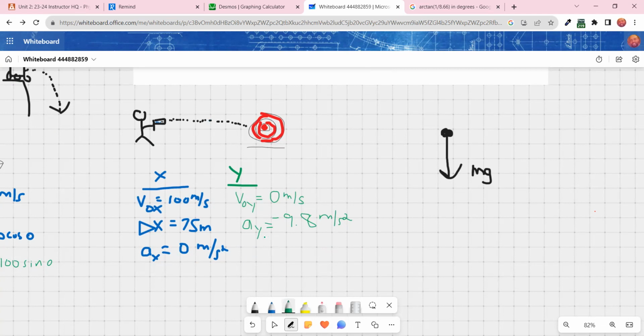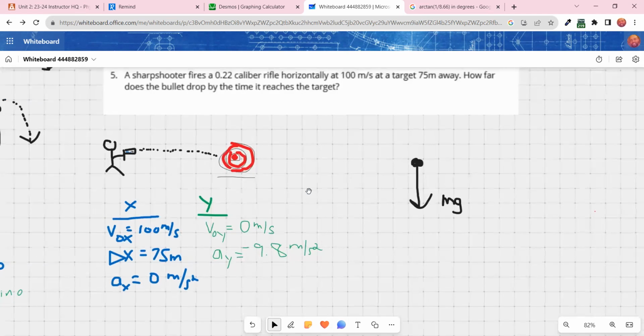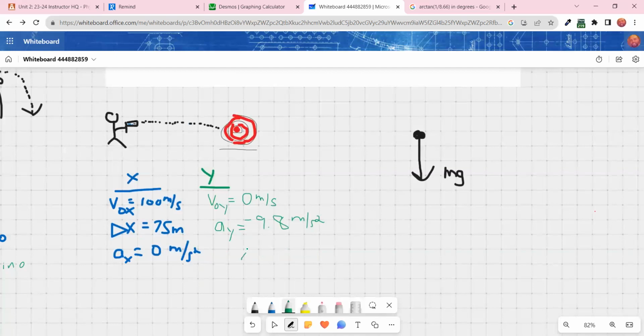Well, we need to figure out how far it needs to fall. We have to look for what variable the problem is asking us to find. How far does it fall? What variable is it asking us to find? Y. It's asking us to find delta Y. Delta Y is equal to what?